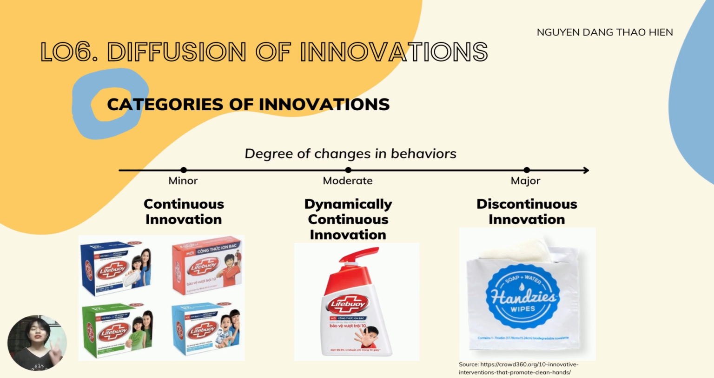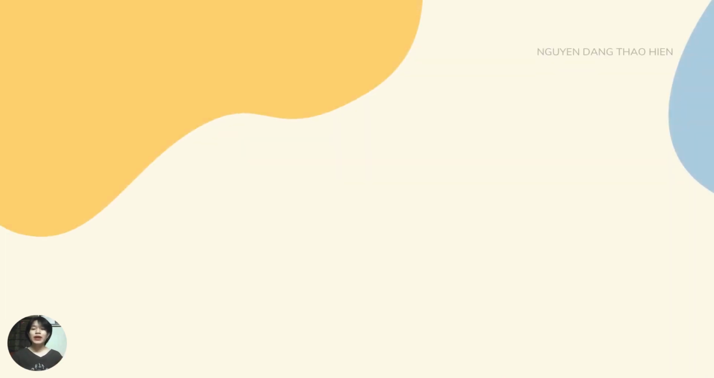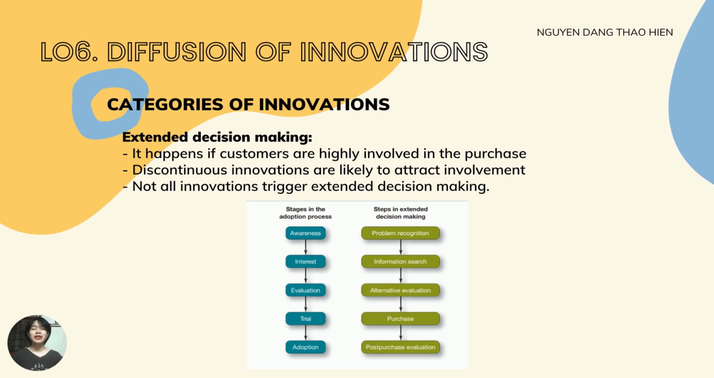The second type is dynamically continuous innovation. Moderate changes have occurred, or big changes to behavior of moderate importance. Back to the example, traditional soap has evolved to liquid soap. An intrinsic feature has been changed. And the third category is discontinuous innovation. The change here is huge. About our example, if one day liquid soap evolved into portable soap wipes, it might change the face of soap. When given an innovation, customers might go through the adoption process and decision making.